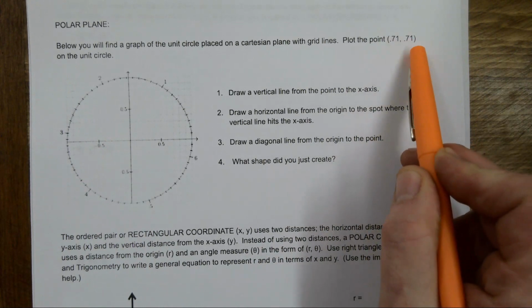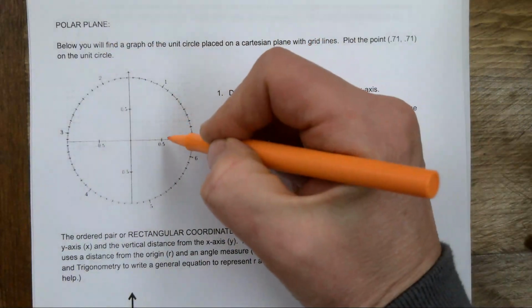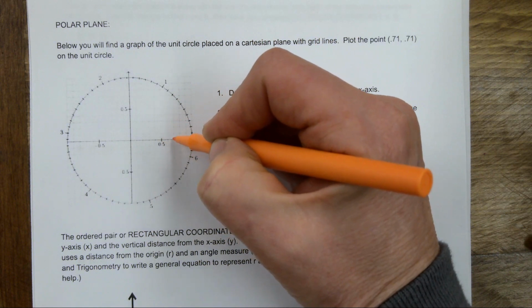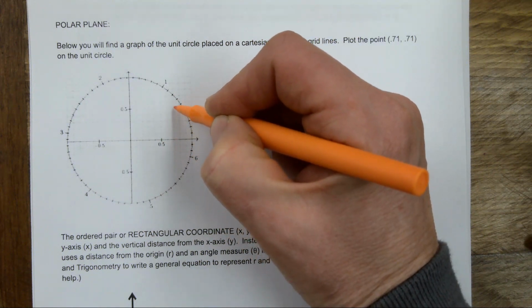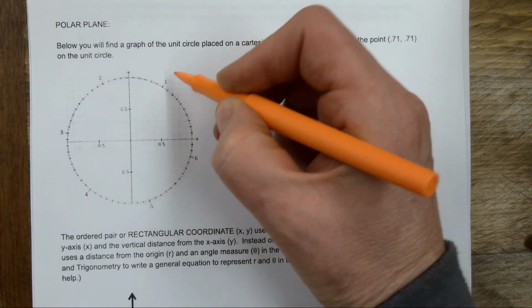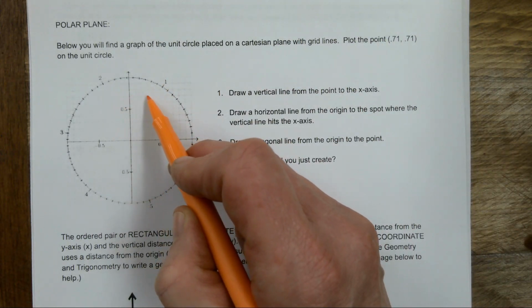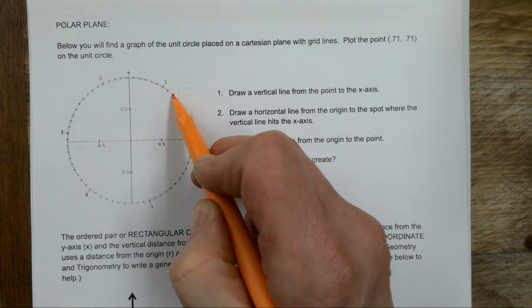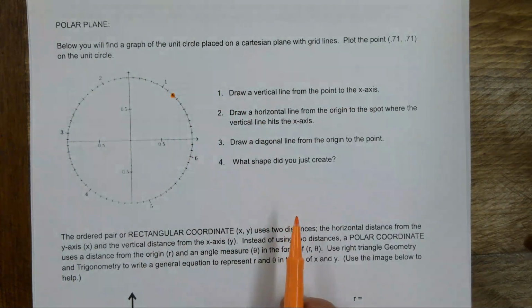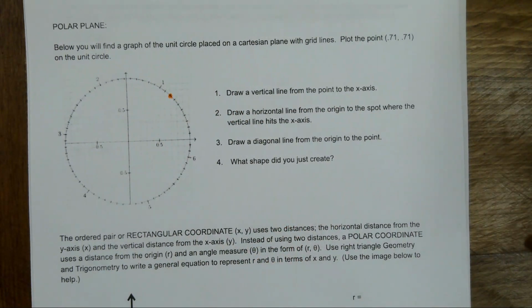0.71, 0.71. And so if you plot it, here's 0.5, 0.6, 0.7, a little bit more. It almost looks like it's right on the edge of that circle, kind of, doesn't it? A little bit? Does anybody see that? Or am I crazy? Okay.